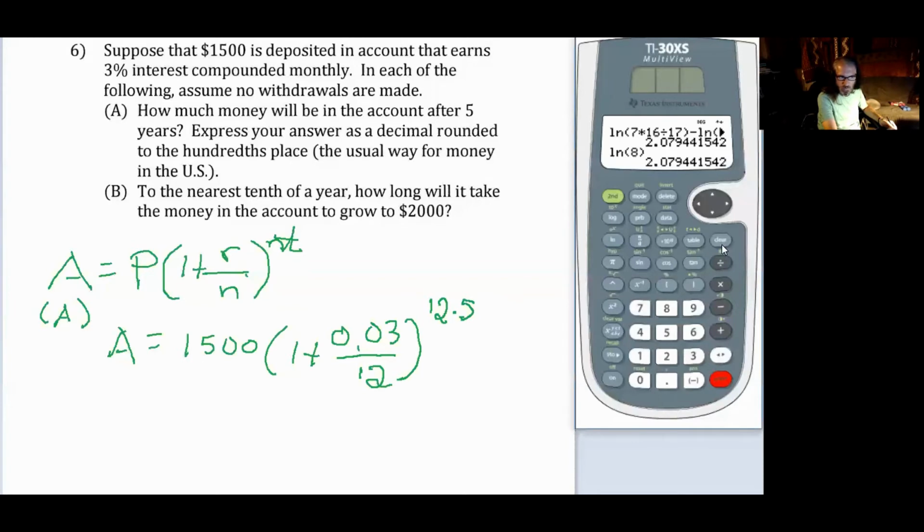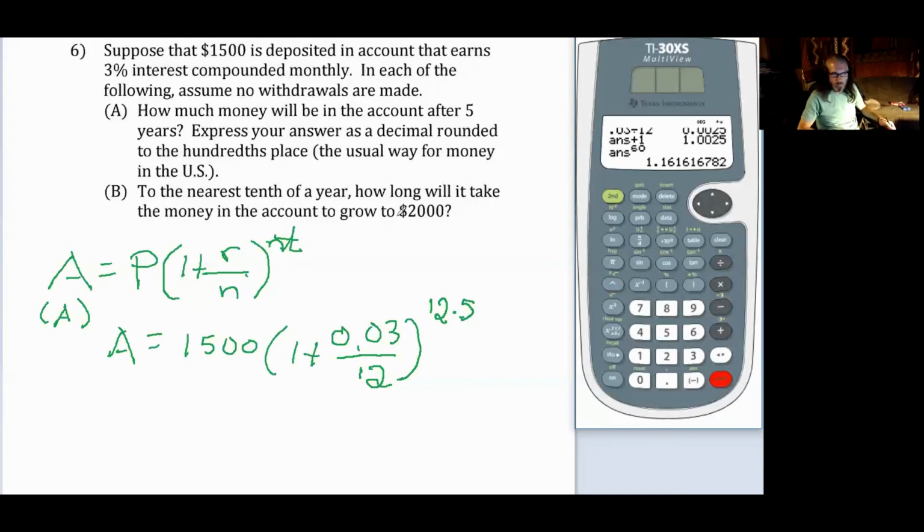On the TI-30, this could be typed in all at once. But if you did have to break it down, 0.03 divided by 12, add the 1. So we finish the parentheses. And then we're going to raise it to whatever N times T is. Now, if you've got parentheses on your scientific calculator, you put parentheses around the exponent and have it do the multiplication, and then raise that previous answer to that power. But 12 times 5 is 60.